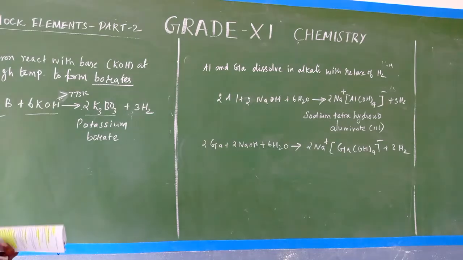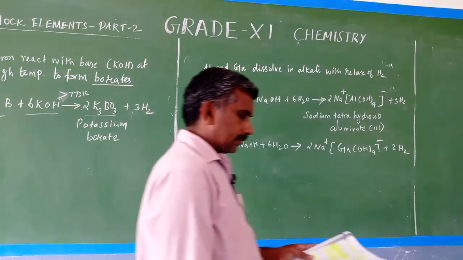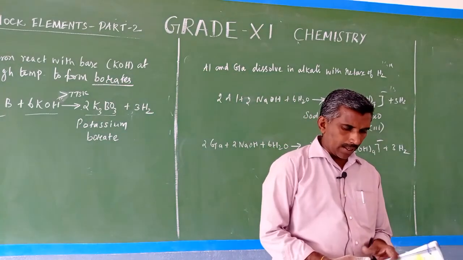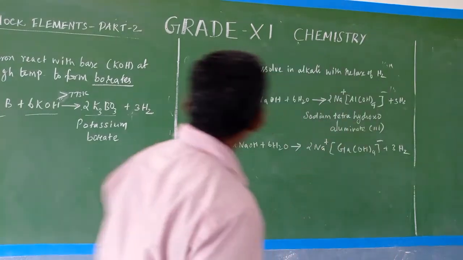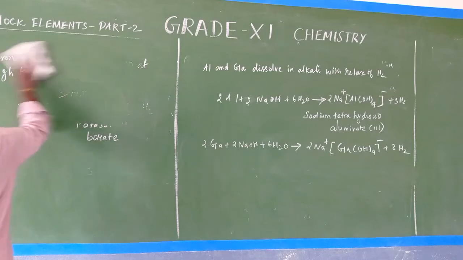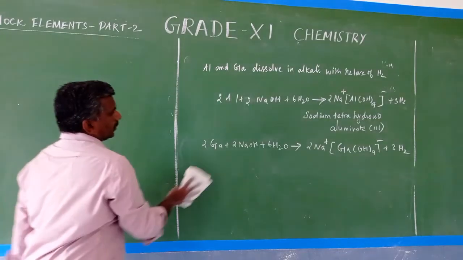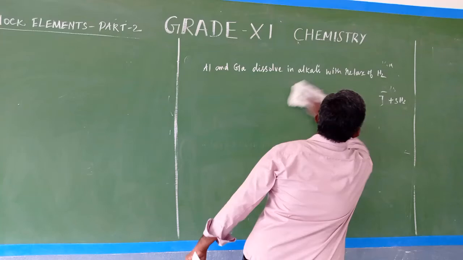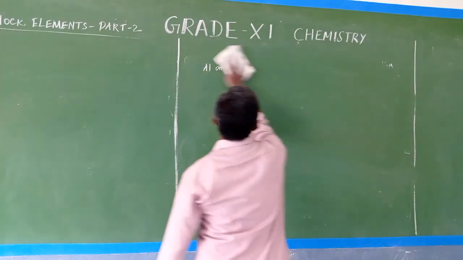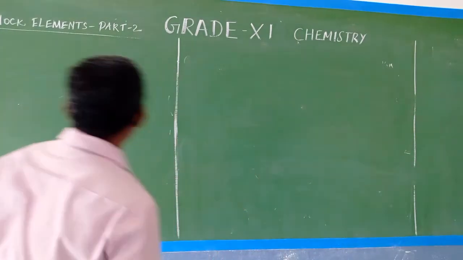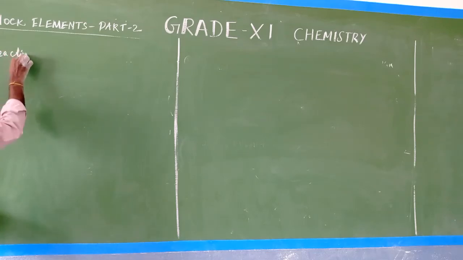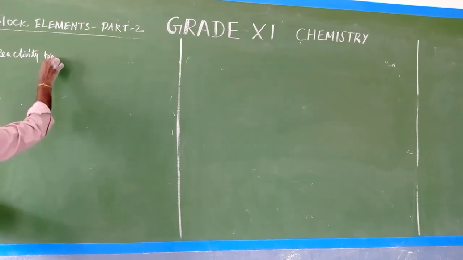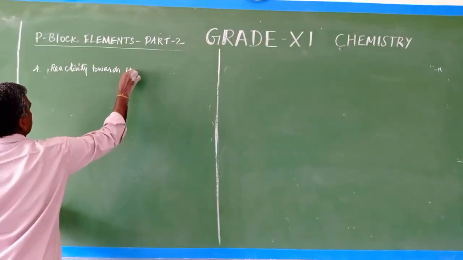Next, reactivity towards the halogens. How does it react with halogens? Reactivity towards the halogens of group 13 elements.